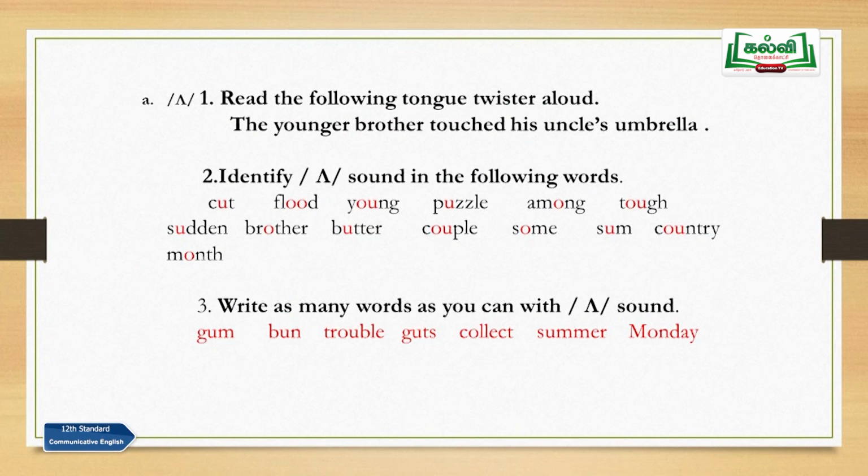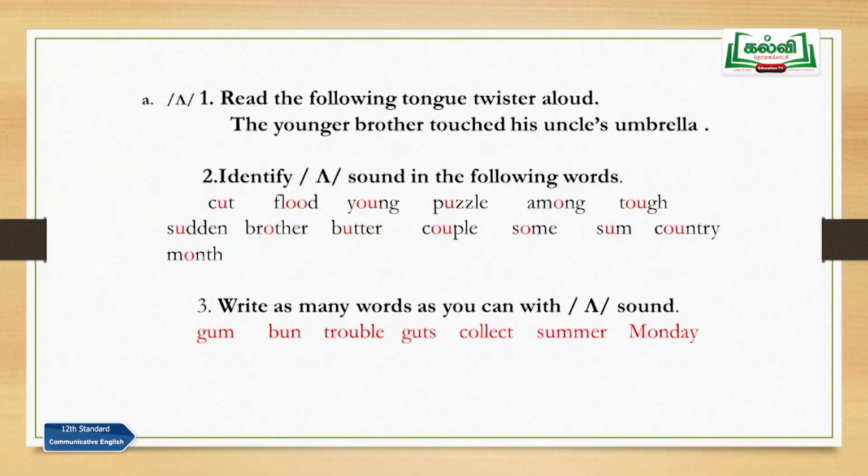Puzzle, P-U-Z-Z-L-E. Again, that U gives you the sound. Puzzle. Among, A-M-O-N-G. That O there gives you the sound. Tough, T-O-U-G-H. That O-U again represents the sound. We'll meet more and more such phonetic symbols, sounds and words with the right pronunciation further in our classes.